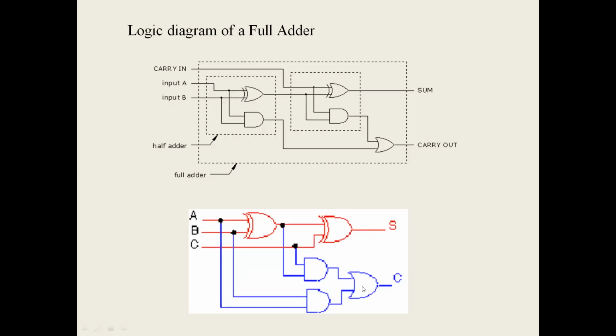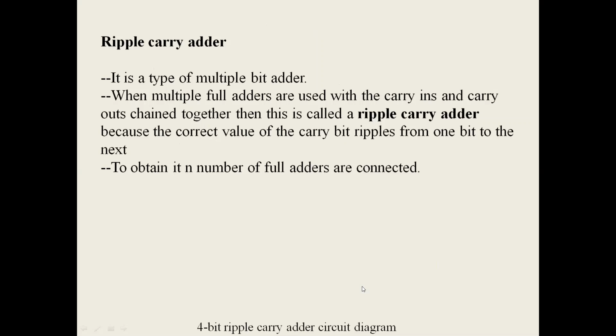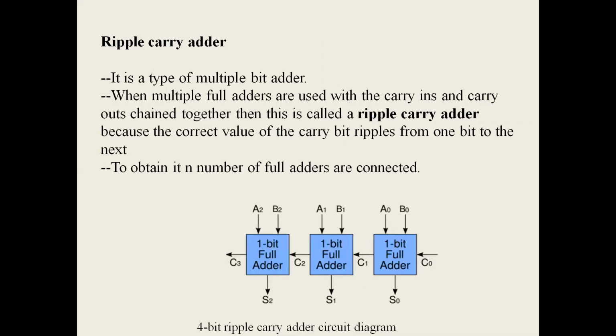Ripple carry adder. This is also one of the things which you should know. It's a type of multiple bit adder. When multiple full adders are used with the carry inputs and carry outputs chained together, this is called a ripple carry adder, because the correct value of the carry bit ripples from one bit to the next. To obtain it, n number of full adders are connected, as you can see over here.